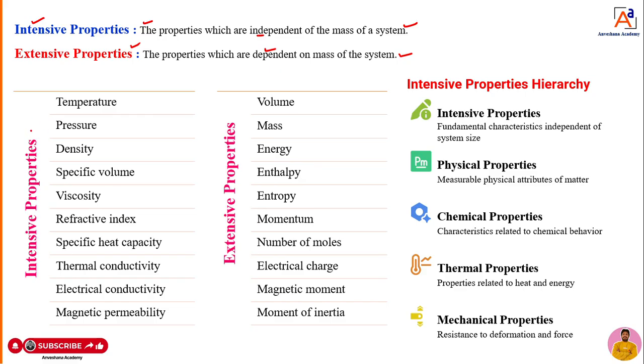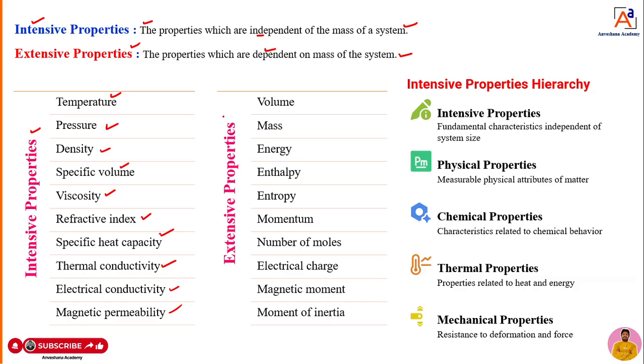Examples of intensive properties, dear students: temperature. Whether we change the mass or whatever it may be in the container, in the system, the temperature will not change at all. That means it remains constant. That is an intensive property. You can take pressure, density, specific volume. These all are intensive properties: temperature, pressure, density, specific volume, viscosity, refractive index, specific heat capacity, thermal conductivity, electrical conductivity, magnetic permeability. They are not at all dependent on the mass.